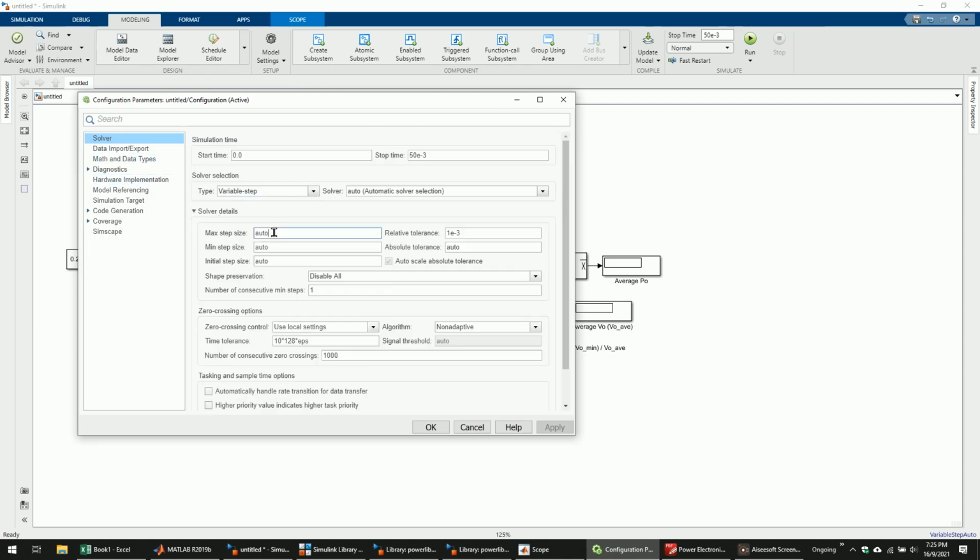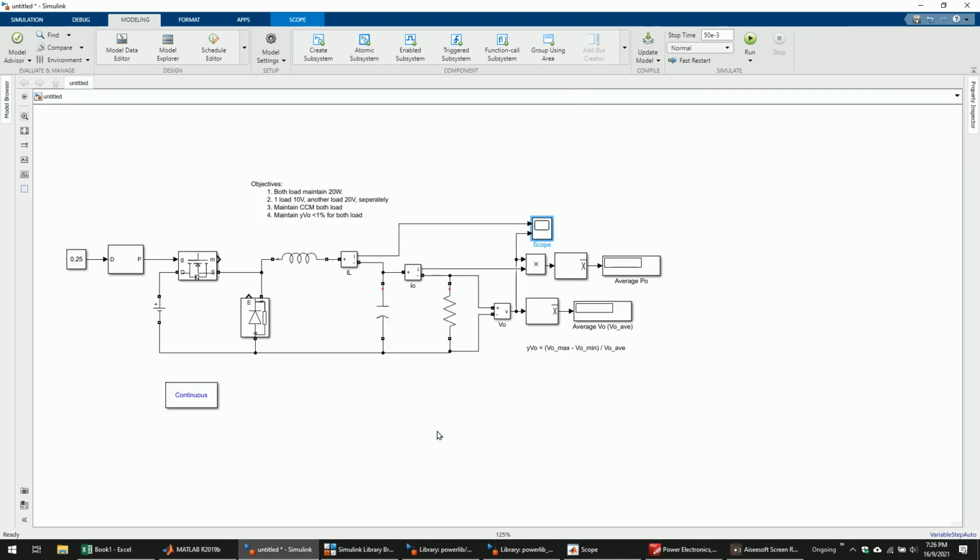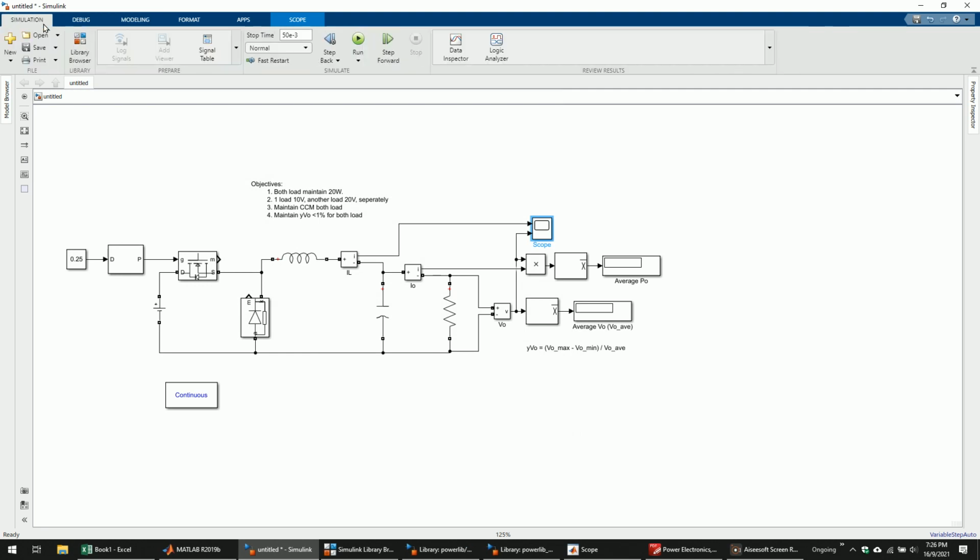Solver detail, maximum step size you have to change it to 1e negative 6. There is a reason for this, but I will not show it. So make sure you change this to 1e negative 6, 1 microsecond. Click OK. And then you can go back to the simulation. Don't forget to save and run the simulation.